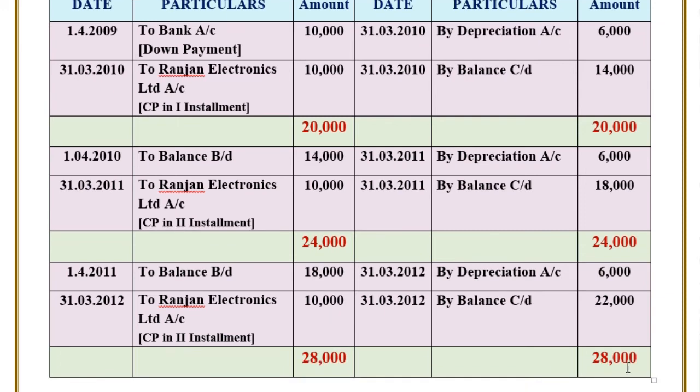So even here also 28,000. So 28,000 minus 6,000 rupees, that is the depreciation amount for the third year. The balance amount will be 22,000 rupees. Now this is how you have to prepare a plant account.